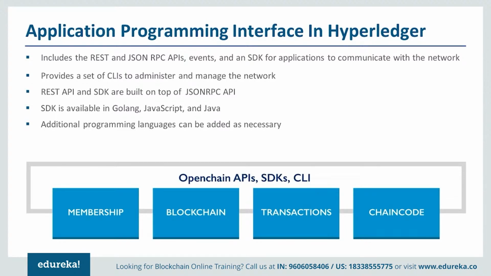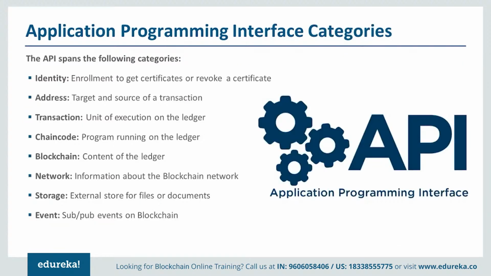An SDK is available in Go, JavaScript, and Java. So it is not only in Go, Java, and JavaScript. You can also have an SDK available in C++, Node.js, and various other languages. Additional programming languages can be added as necessary. Again, this is something that we have already gone through: identity, addresses, transaction, chaincode, blockchain, network, storage, event. And there are APIs available for interacting with all these entities in blockchain.